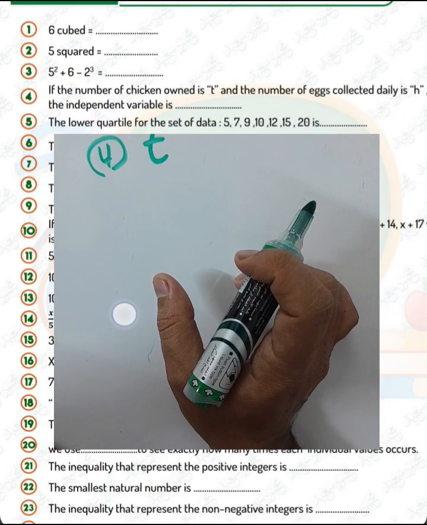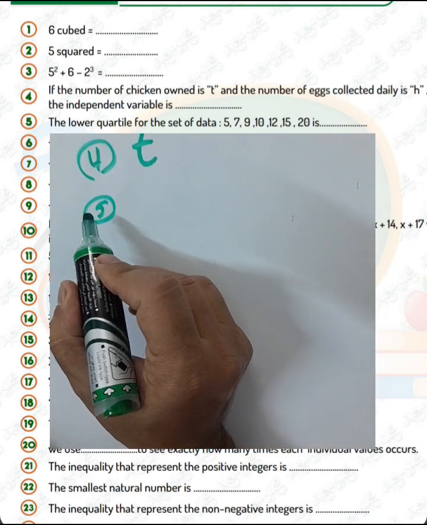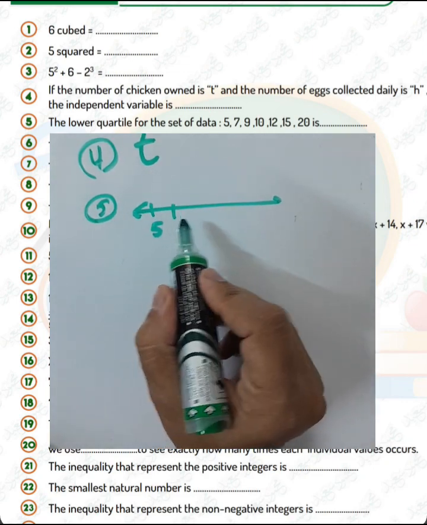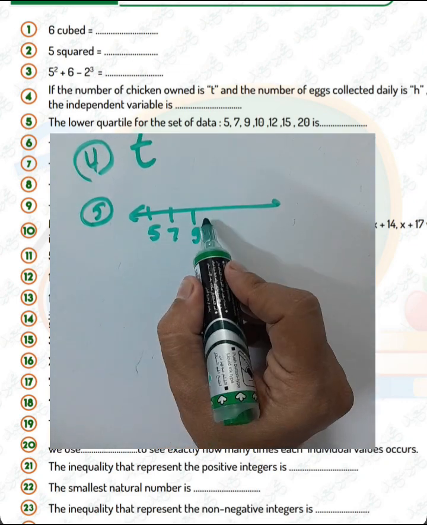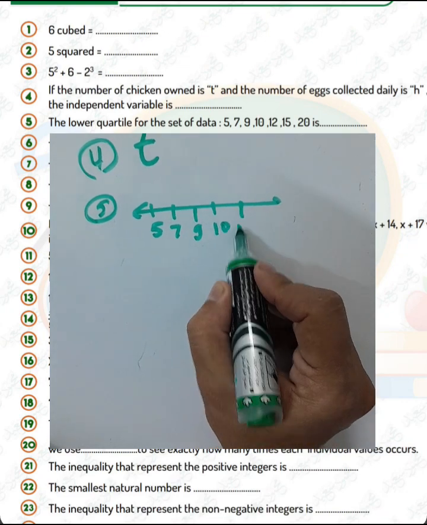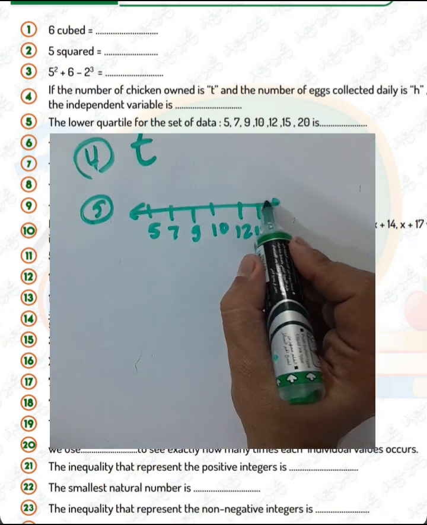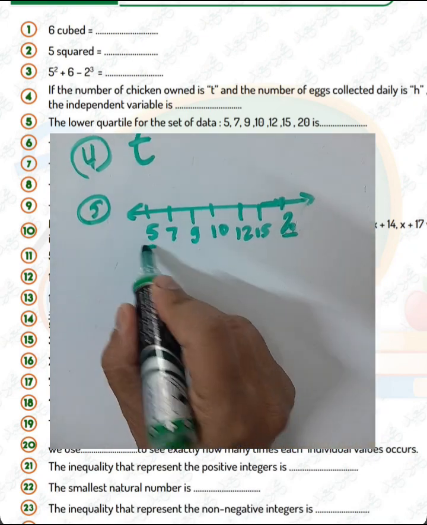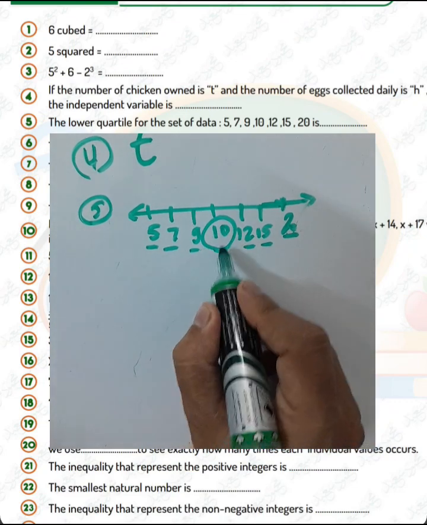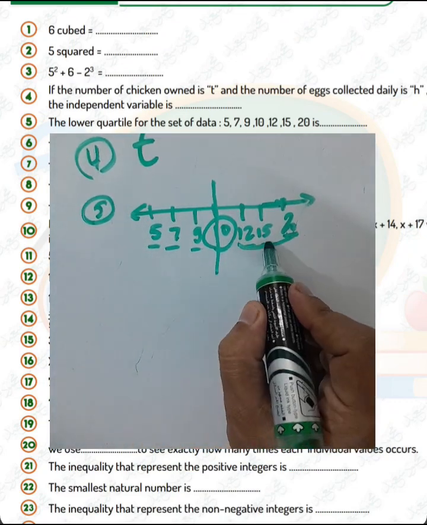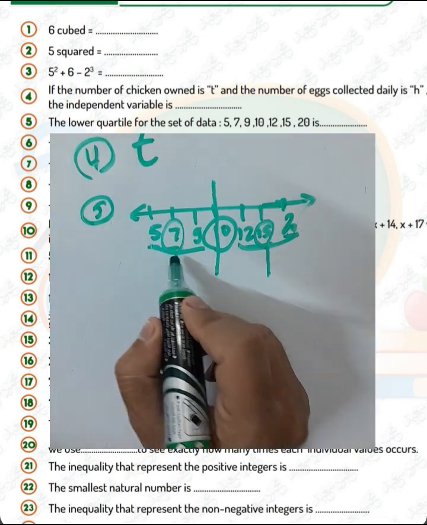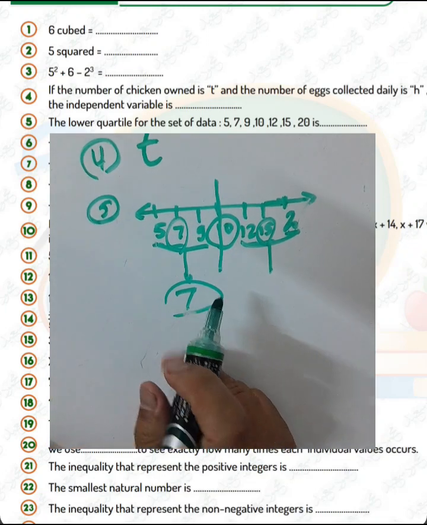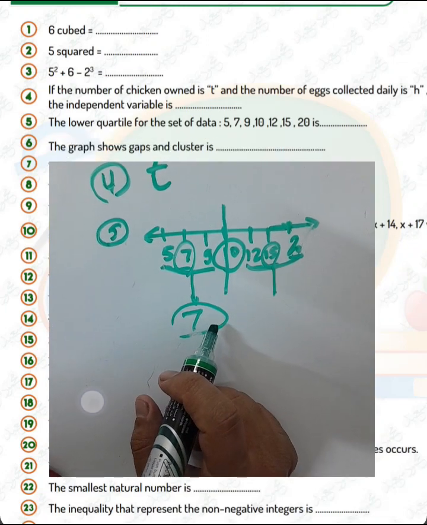Okay, independent. Question number 5. The lower quartile for this data, we have 5, 7, 9, 10, 12, 15, 20. You want to find the lower quartile here. We have 10, we called it the median, and 15 upper quartile, and 7 lower quartile. Then the 7 will be lower quartile. The result will be 7 here. It's lower quartile.